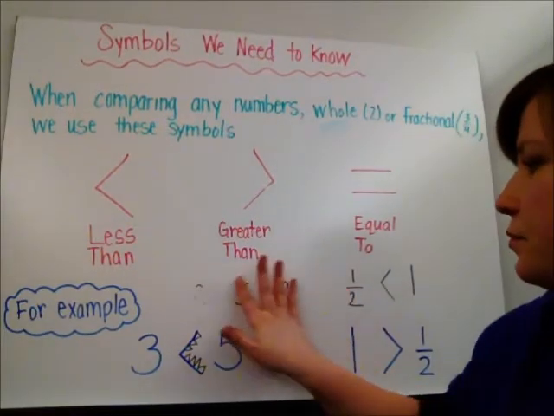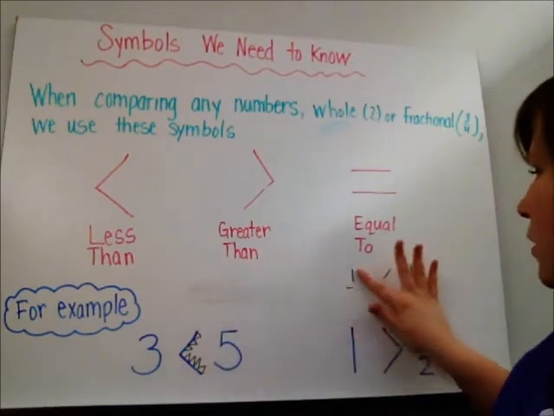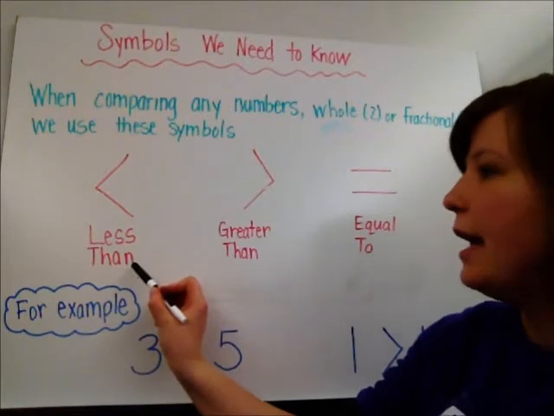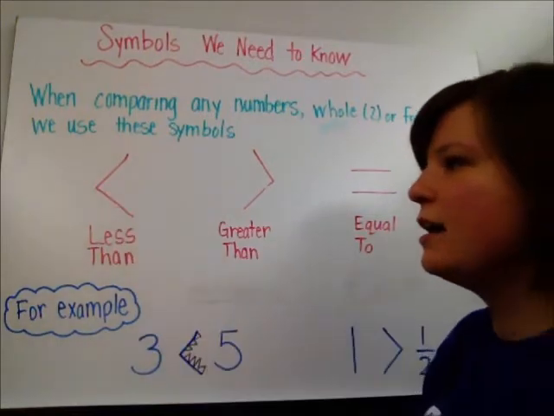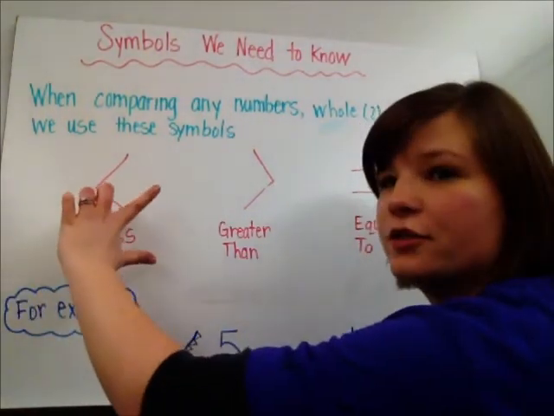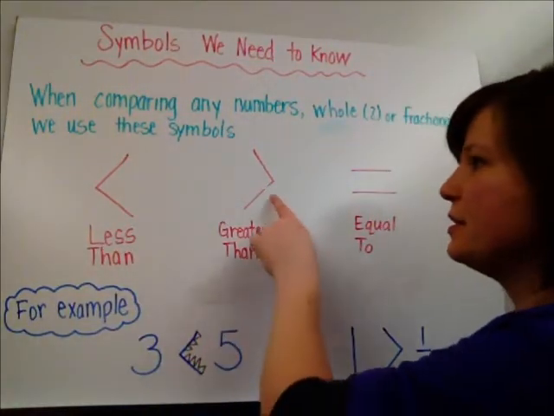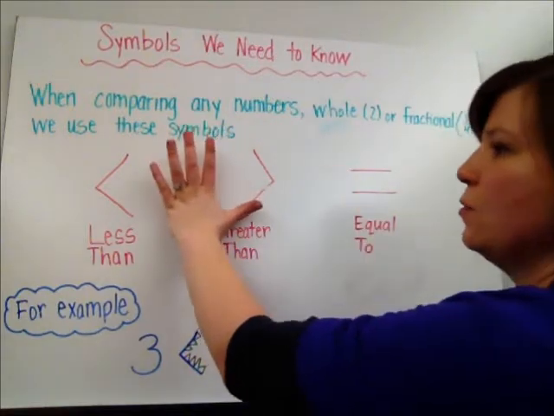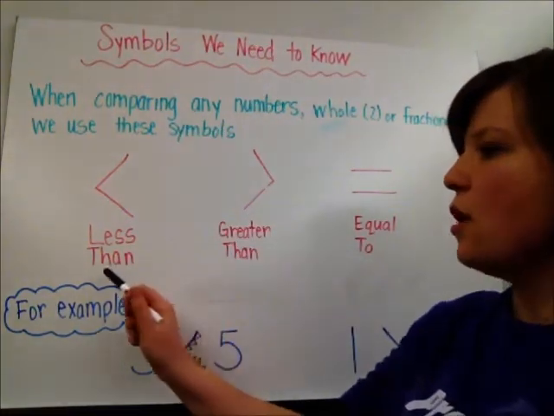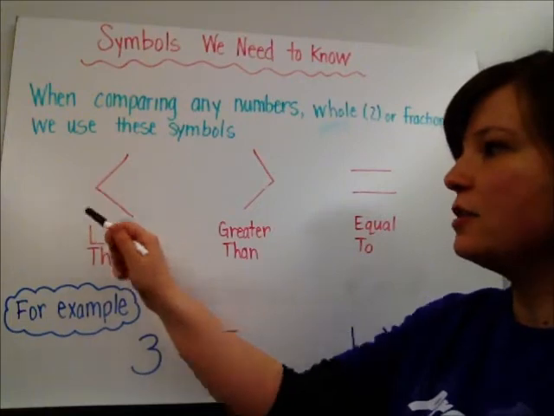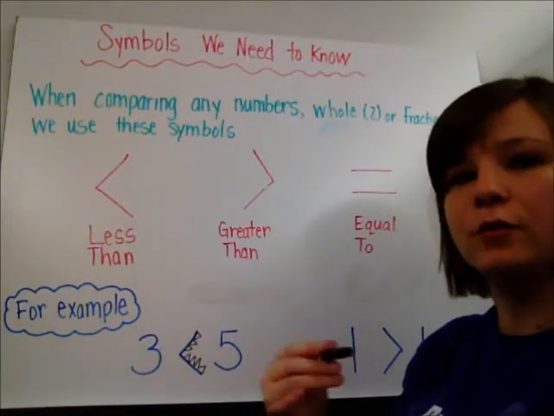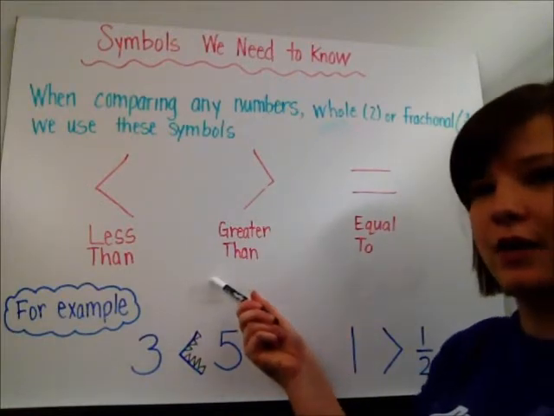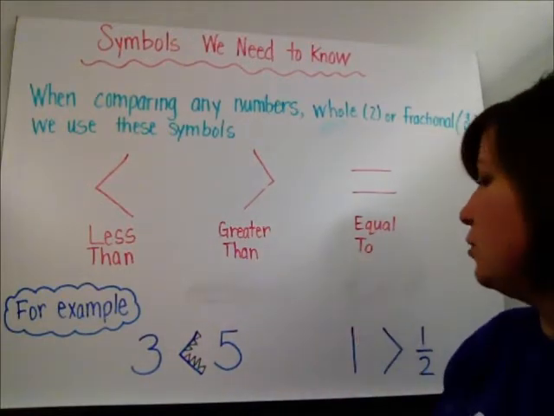The way I remember less than is that this symbol looks kind of like the L turned. So this one does not, because your L goes this way and it's going the opposite way. So I know that if I see a symbol that looks like a crooked L, I can read that as less than. If it doesn't look like a crooked L, it's greater than. And then of course we know equal to.